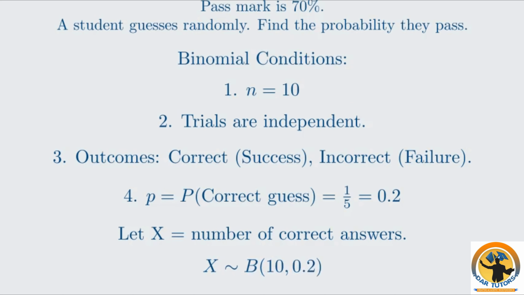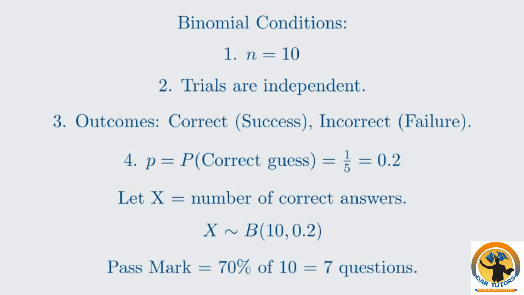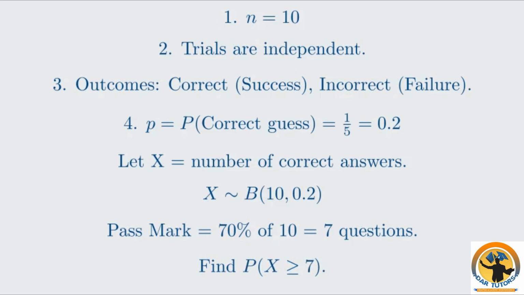So X is distributed as B(10, 0.2). A pass mark of 70% means getting 70% of 10 questions correct, which is 7 questions. So the student must get 7, 8, 9, or 10 questions correct. We need to find P(X ≥ 7).